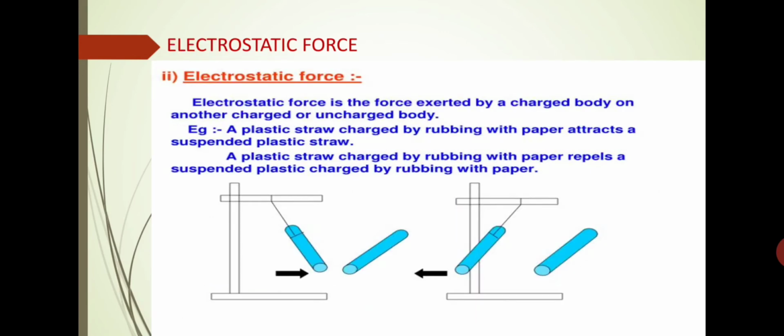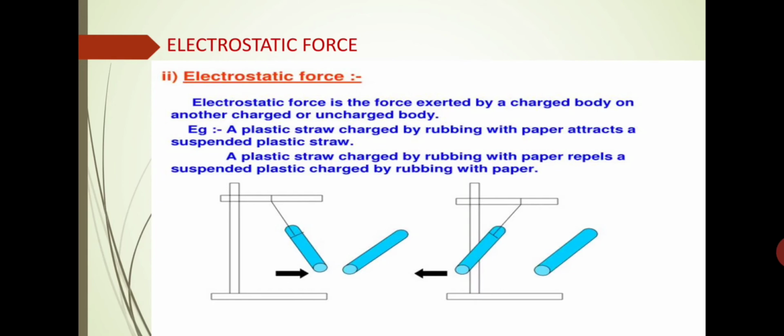Now the electrostatic force. Electrostatic force is the force exerted by a charged body on another charged or uncharged body. For example, a plastic straw charged by rubbing with paper attracts a suspended plastic straw. So in the first case, what happened? A plastic straw is charged by rubbing, here with paper. So what does it do? It attracts the suspended plastic straw.